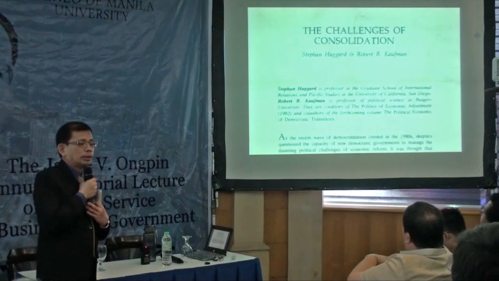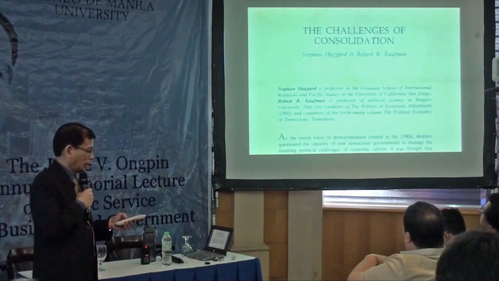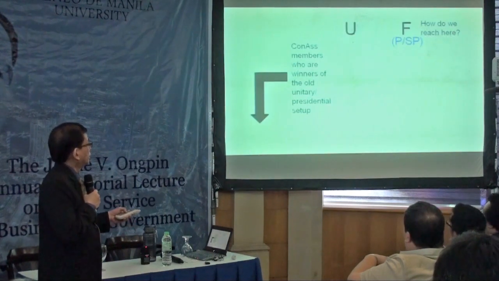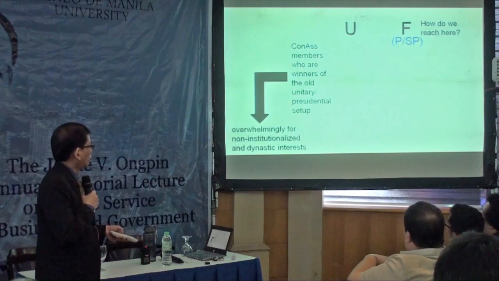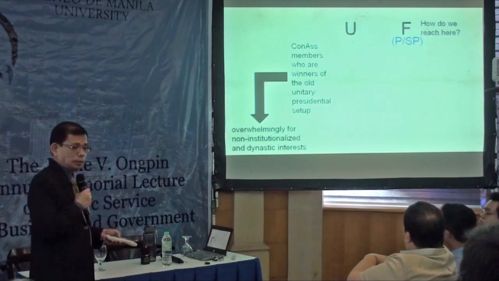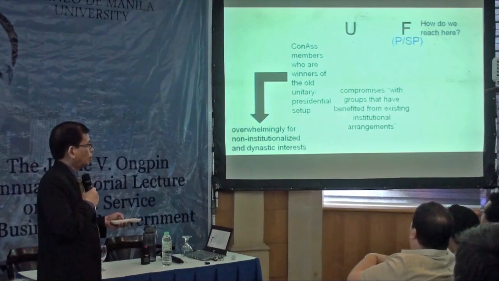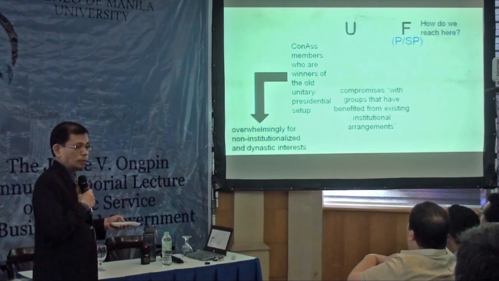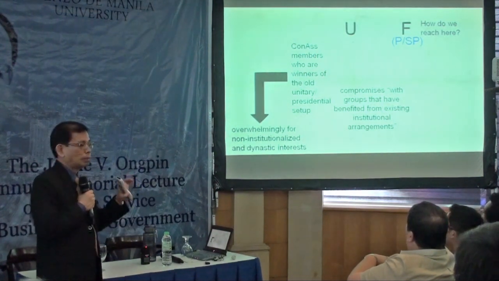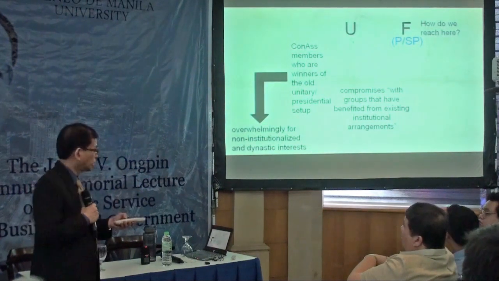And we're going to use the arguments of Haggard and Kaufman in this first part of the section. These CONAS members, we know, are overwhelmingly for non-institutionalized and dynastic interests. This would be compromises with groups that have benefited from existing institutional arrangements. The CONAS would be composed of people who actually benefit from the current arrangement.